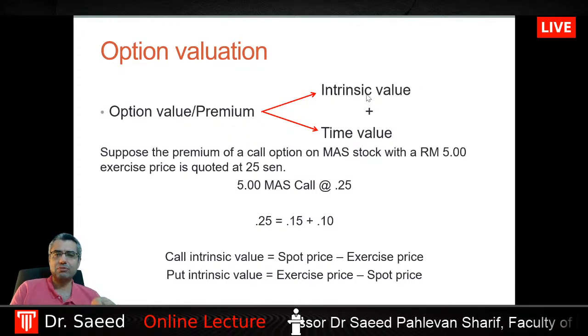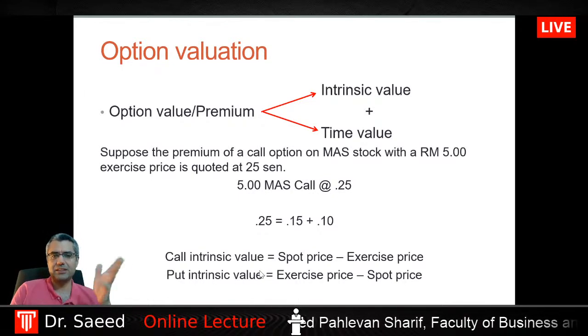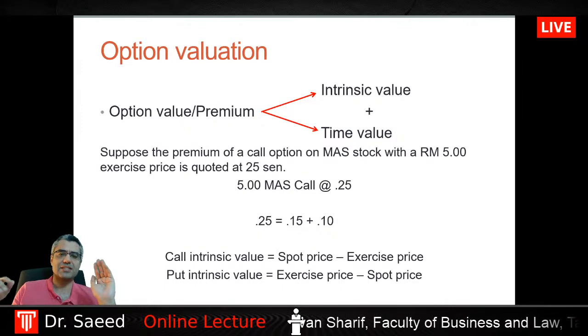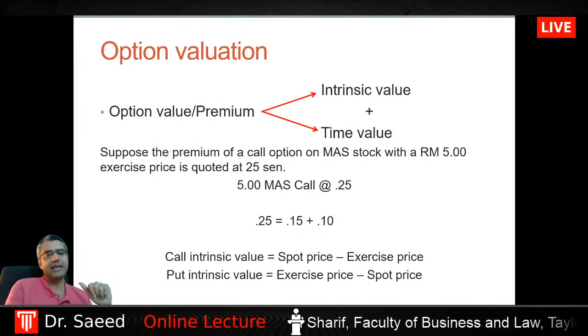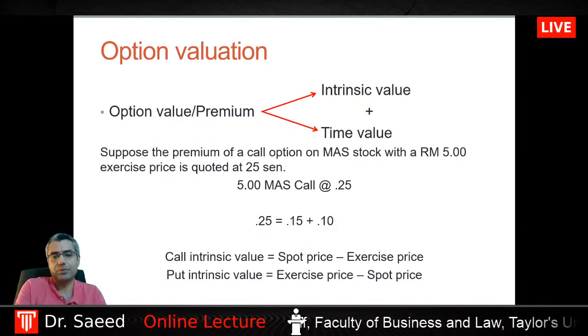One more thing. These intrinsic values cannot be negative. So if they are negative, you consider them as zero. For example, if you buy a call and the price of the underlying asset goes below the exercise price, the intrinsic value will be negative when you compute it, but then we consider it as zero.